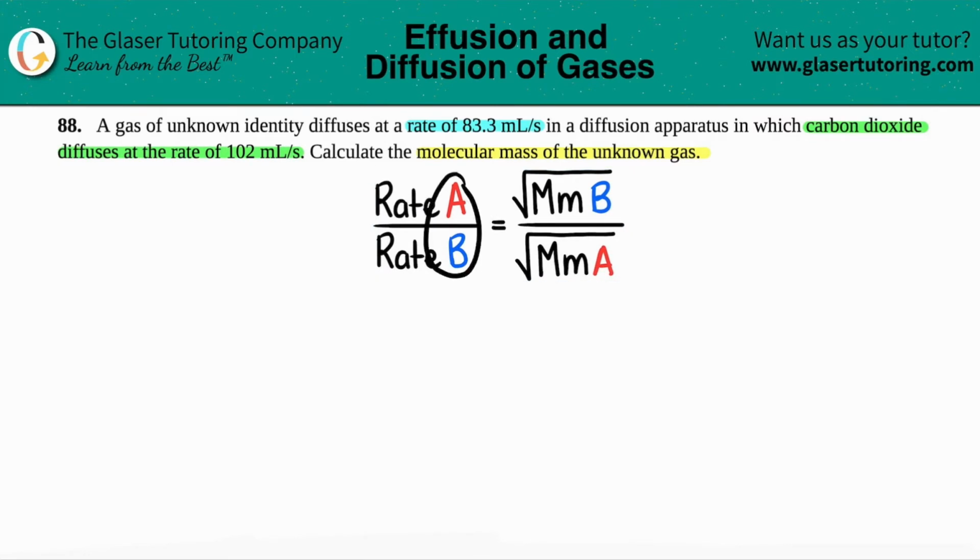Now, what is A and what is B? Well, A and B are the two different gases. In this case, it does not matter which one we call A and which one we call B. So let's just say A is the unknown gas. I don't know what that is, so I'm going to say that's the unknown one. But B, the other gas, we know that one. B, they said, was carbon dioxide.